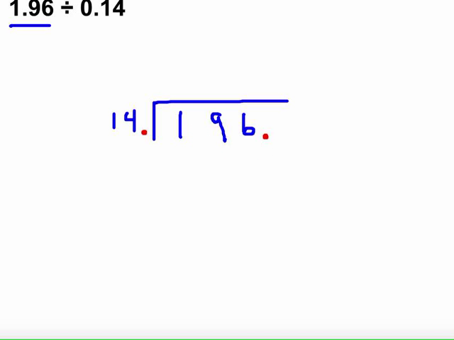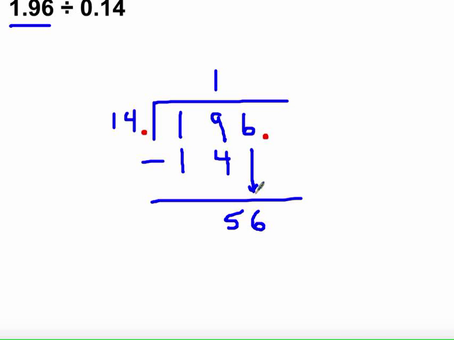Okay, now after we do that, we divide it just like normal. So 14 can't go into 1, but it can go into 19 one time. 19 minus 14 is 5, and we bring down the 6. 14 goes into 56 4 times, which is 56, and I subtract, and I've got nothing left over. Now remember, the decimal goes straight above and would be right here. So if I have a 14 with a decimal at the end, that's still just 14.